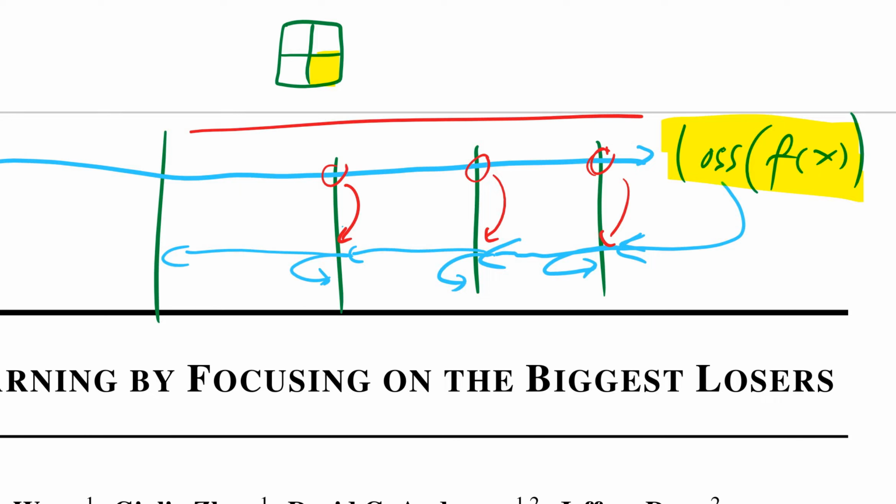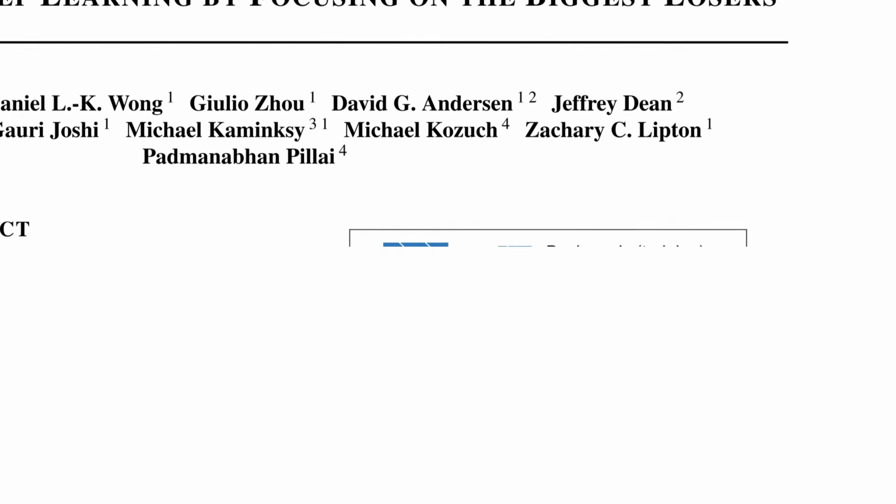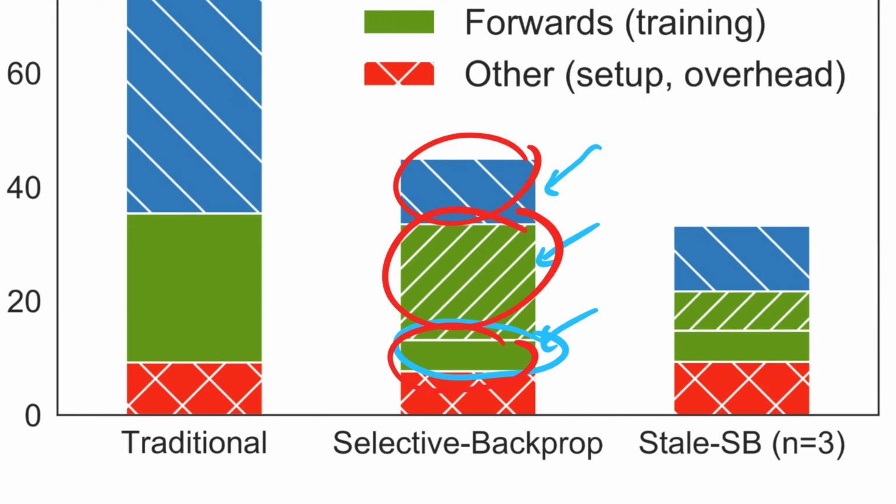So you forward pass once, calculate this loss, select the ones with the high loss, then forward pass these again, and then backprop only these examples. That's the main gist of it. This is exactly what you see here. So forward pass everything, then forward pass those again that have high loss, and then backprop them.